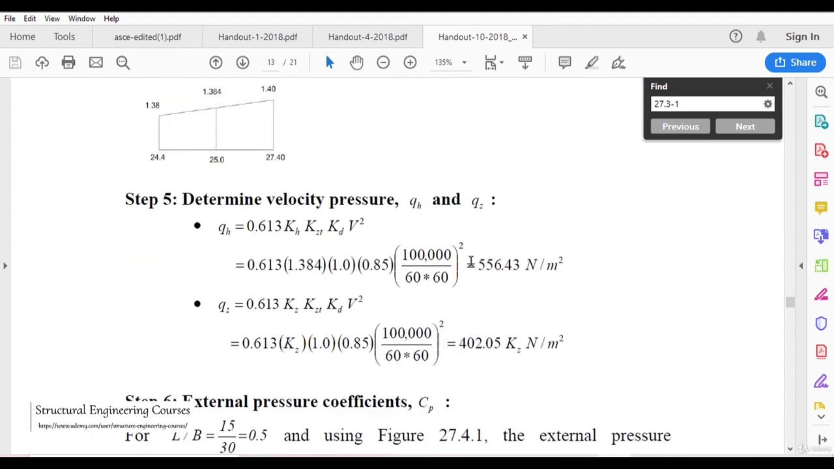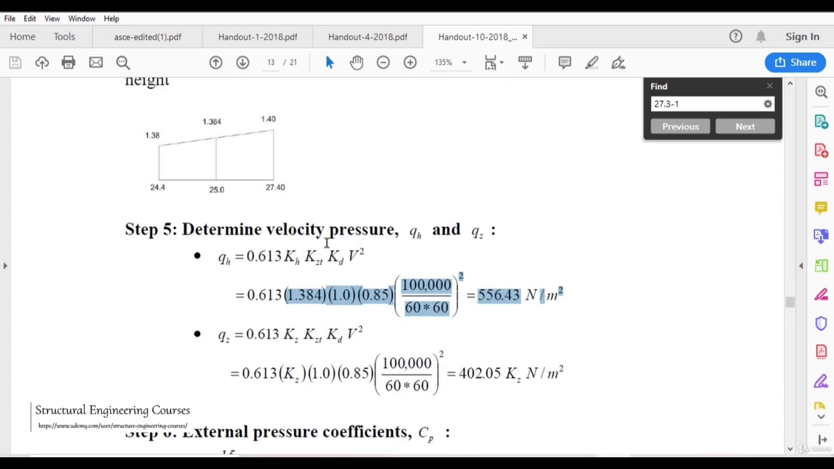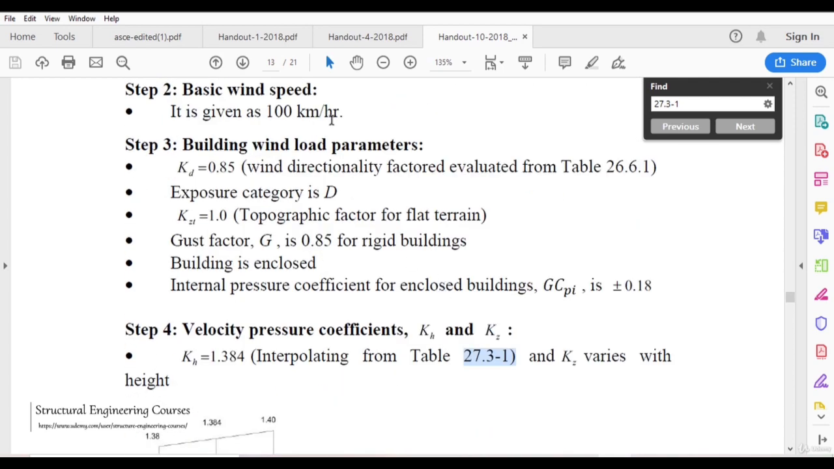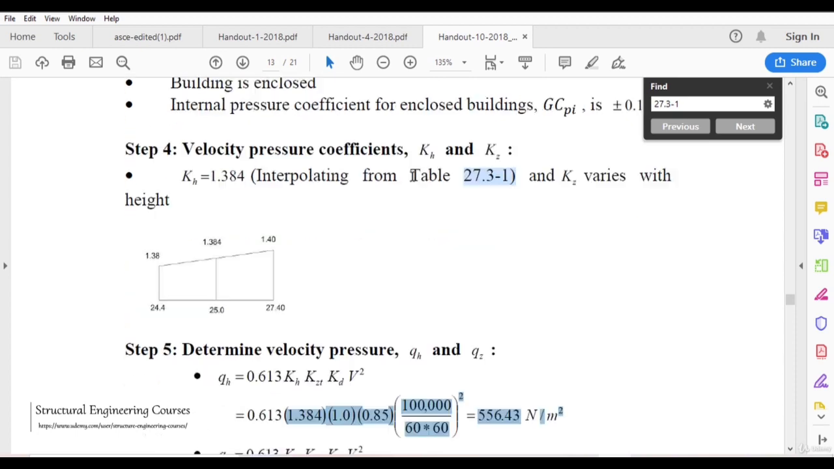Here we can see that QZ is 0.613 into KZ into KZT into KD into V square. KZ we had already understood how we had calculated by interpolation from table 27.3.1, and KZT obviously is 1, and KD is 0.85, and V is nothing but this 100 kilometer per hour. What he had done is that he had calculated that value in meter per second.